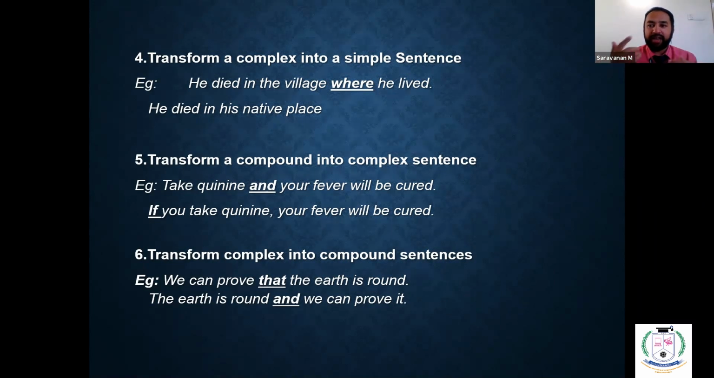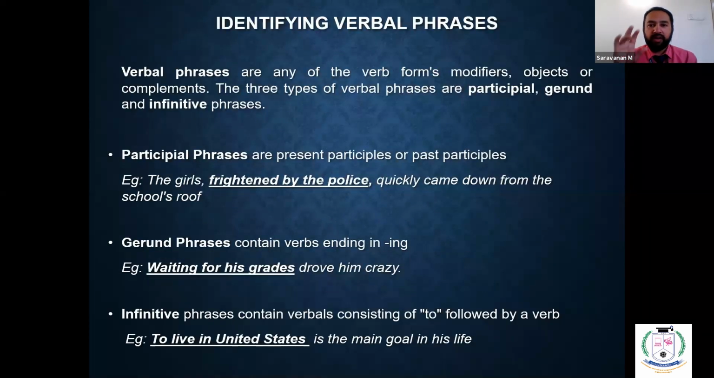Okay, we'll move on to the next slide. Now, identifying verbal phrases, which I already told you. We are discussing phrases now. How to identify verbal phrases here. Verbal phrases are any of the word forms, modifiers, objects, or complements. The three types of verbal phrases are participle phrases, gerund phrases, and infinitive phrases.